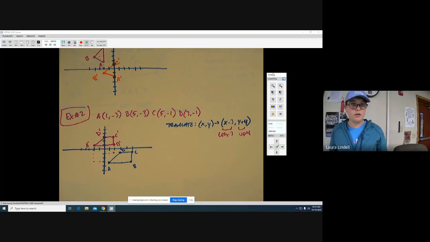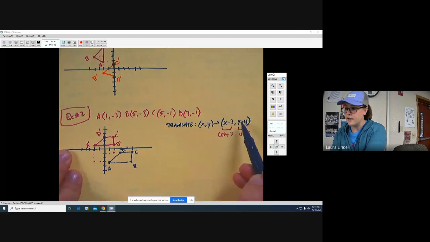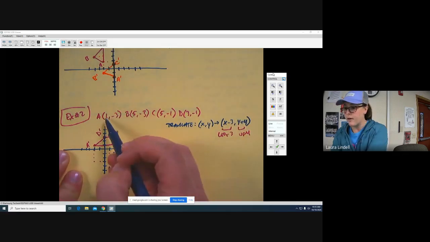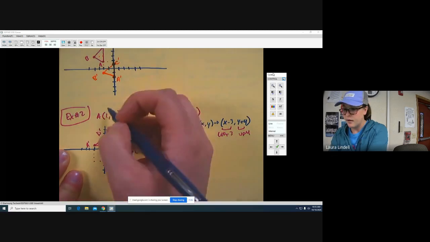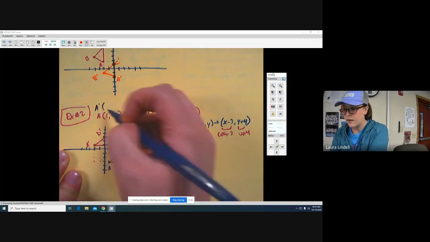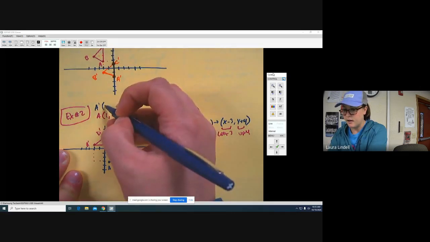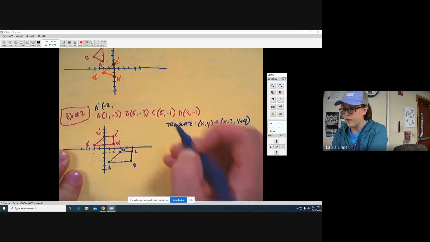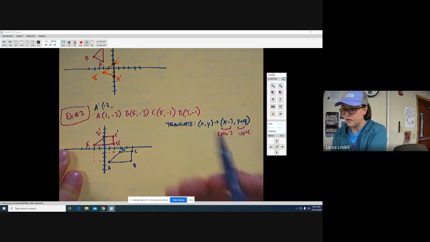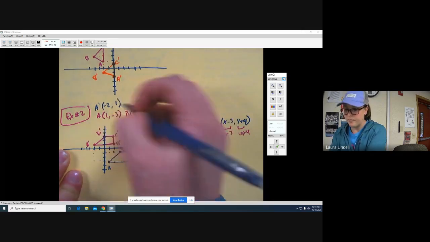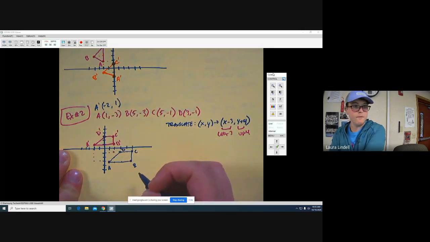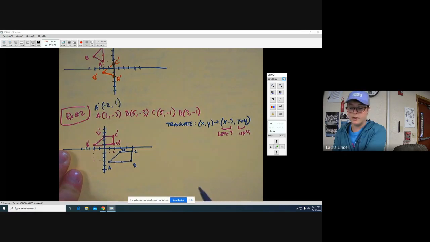Another way that you could do this if you wanted to is you could take each of your coordinates and do this to them, basically. You can go, okay, my x coordinate minus 3. So A prime would then be, let's see, 1 minus 3 is -2. And then -3 plus 4 is +1. So you could do it this way and figure out your coordinates first if you want to.